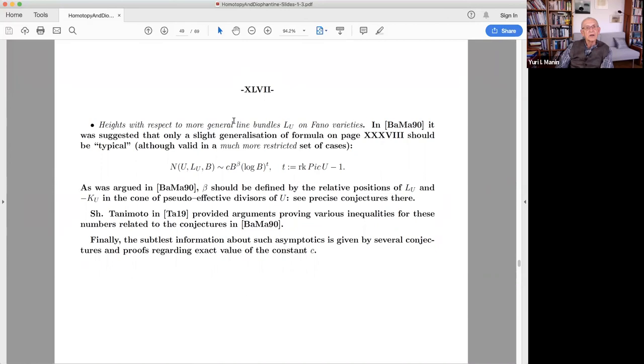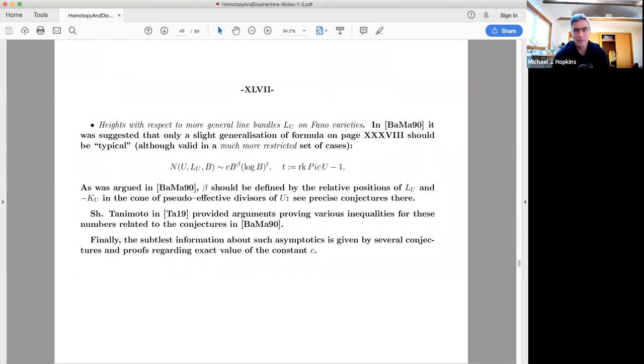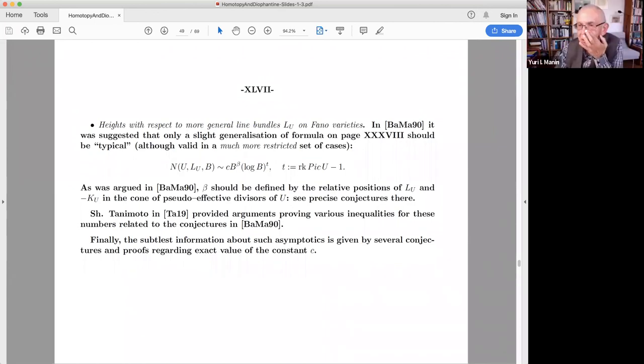Perhaps I should temporarily at least stop here, and it's already 20 past three, and probably I will ask if there are any questions or requests for more detailed explanations. If there are any questions, I think the best thing is to post them in the Q&A, and I can read them out loud to Professor Manin. Sorry, was it a question? There are no questions at the moment. So it probably was too difficult.